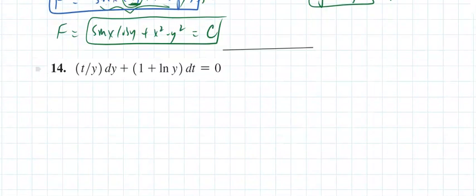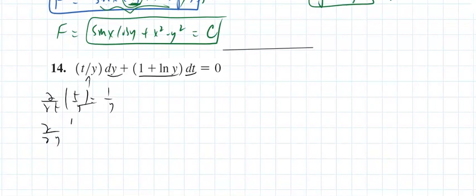If I look at this problem, all right, notice this is a y and a t. So here I'm going to take the partial with respect to t of t over y. That is 1 over y. And if I take the partial with respect to y of 1 plus natural log of y, that's 1 over y. So this is exact. Again, they give us most of those exact.